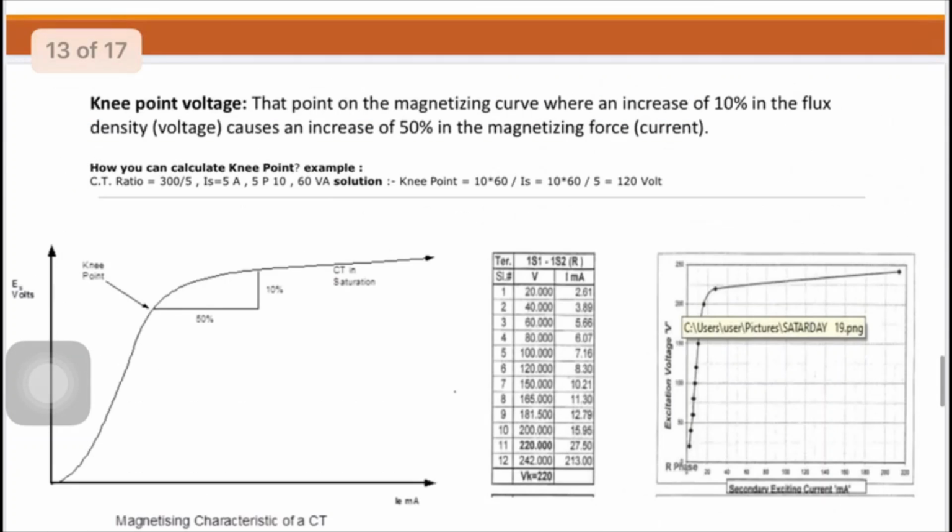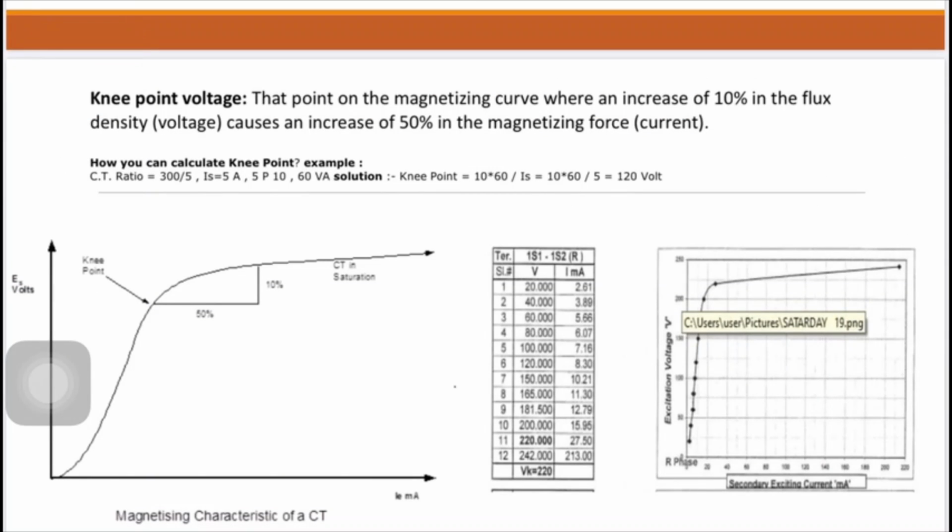Here we can see from this graph, the knee point is where an increase of 10% in flux density causes an increase of 50% in magnetizing force, that is, current. So a small change in voltage gives a large deflection in current. That particular point we can consider as the knee point.